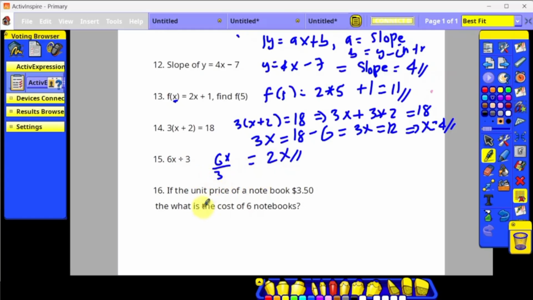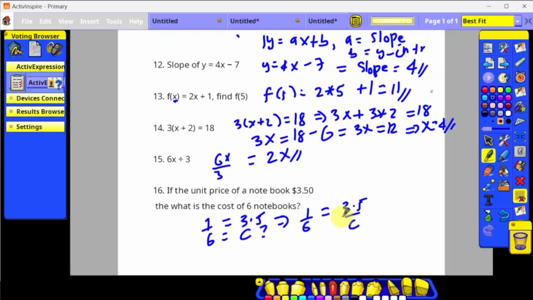The last question for this session says, if the unit price of a notebook is 1 unit, meaning 1 piece is equal to 3.5, then what's the total cost of 6? What's the cost of the 6 units, or the total cost of 6? This could be written like this, c is equal to the total cost. So 1 over 6 is equal to 3.5 over c.